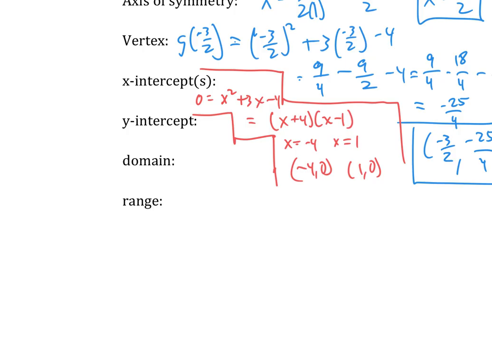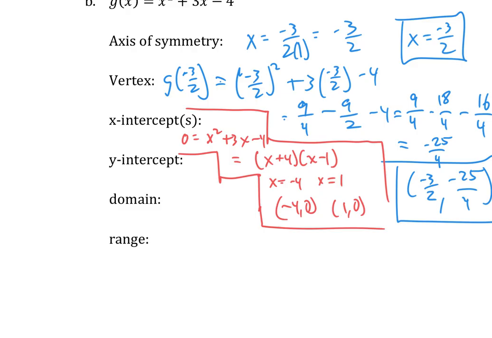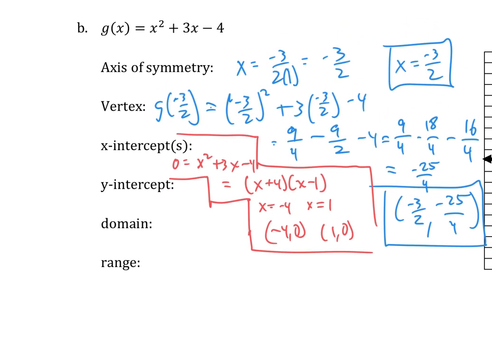Last but not least is our y-intercept. It means we've got to plug in 0 for x. That gives us g of 0. And that's going to be 0 squared plus 3 times 0 minus 4, which is negative 4. So that's going to be 0, negative 4.